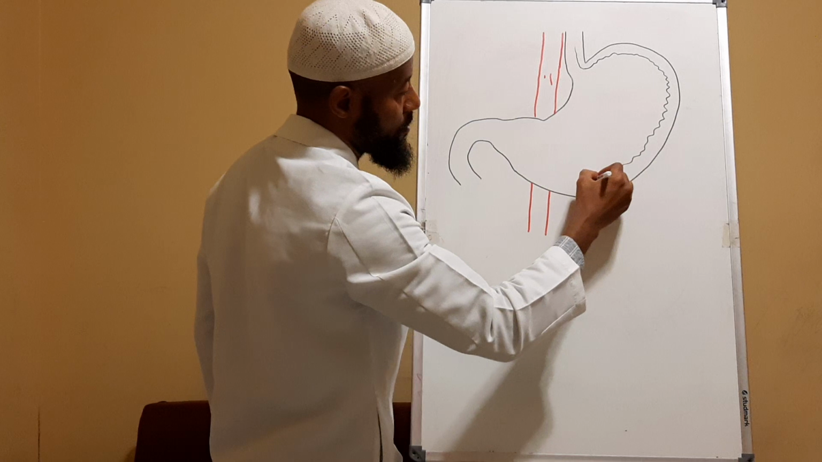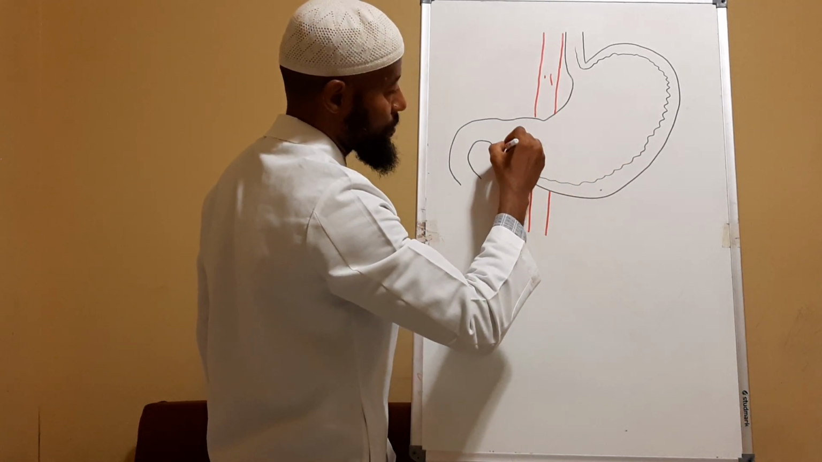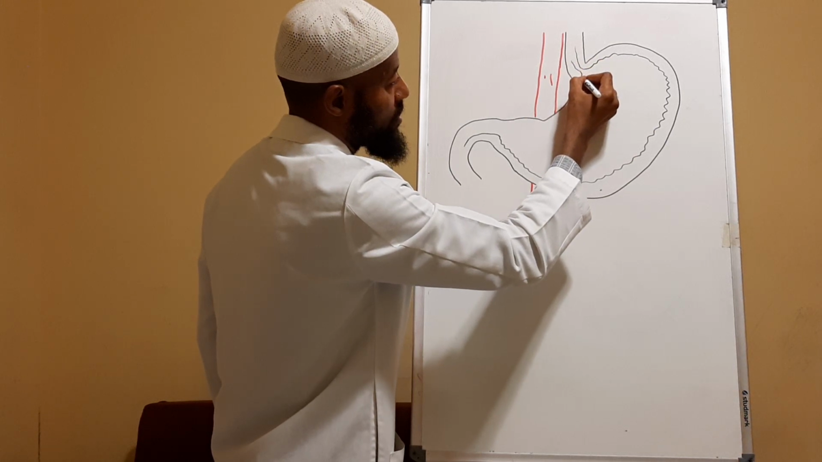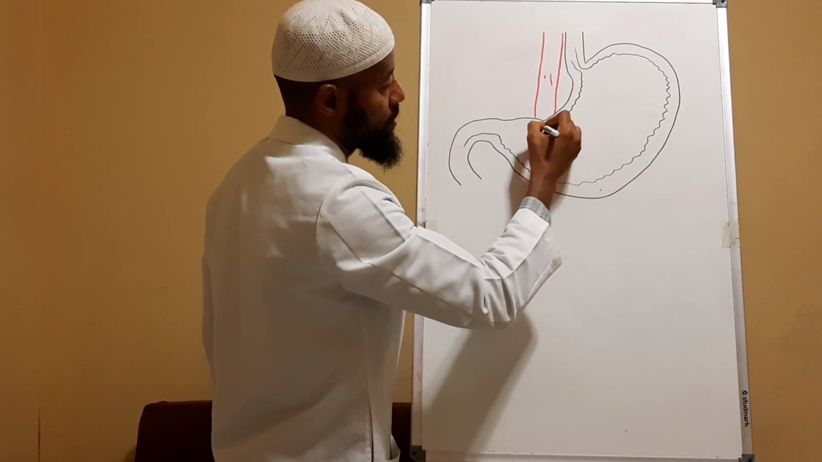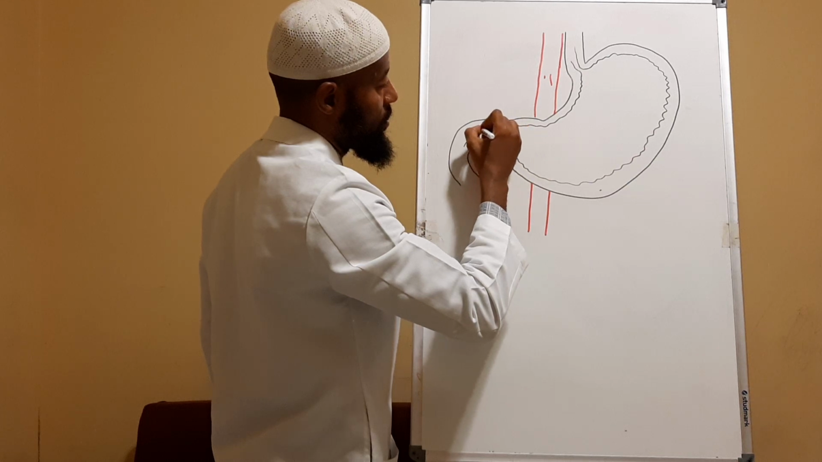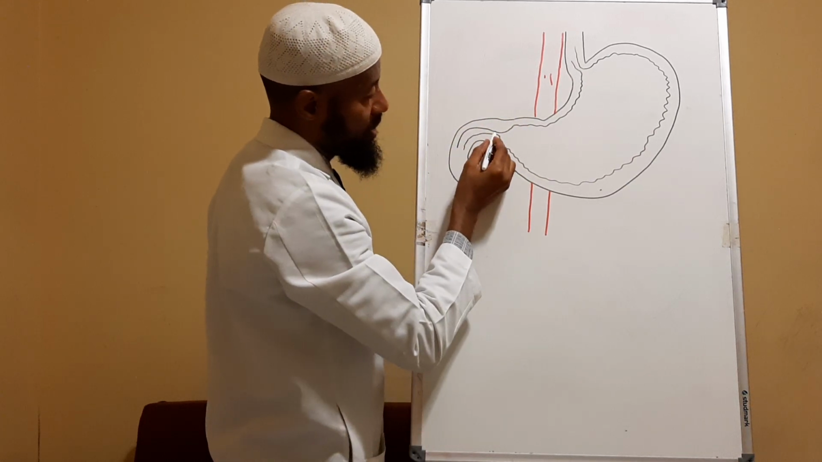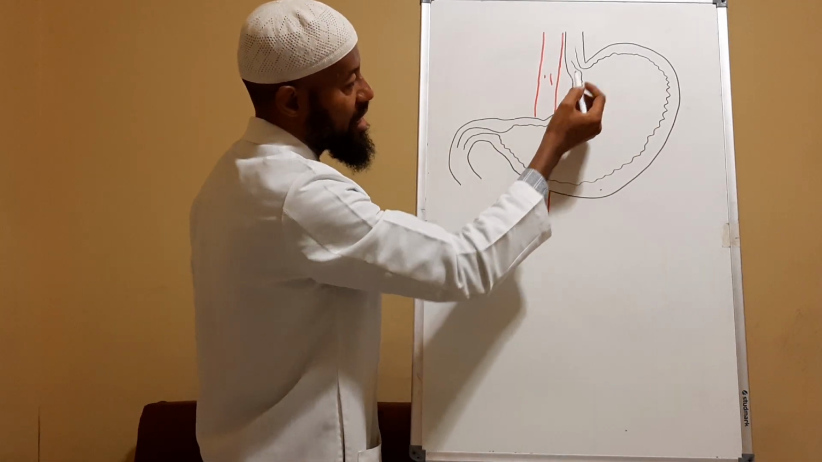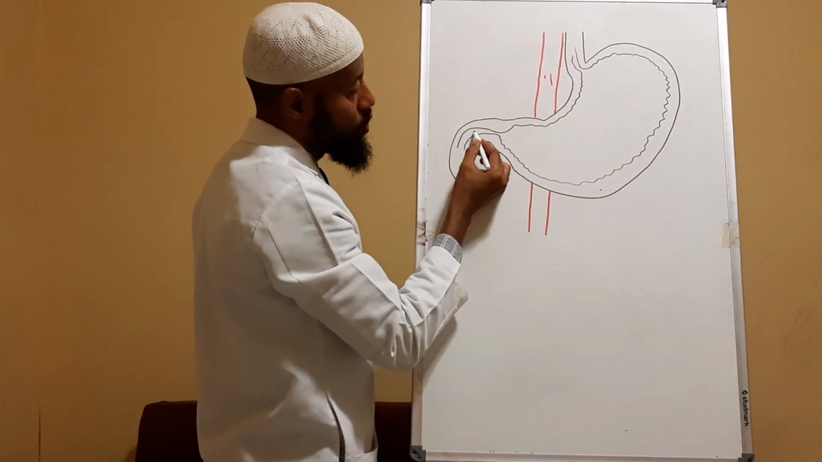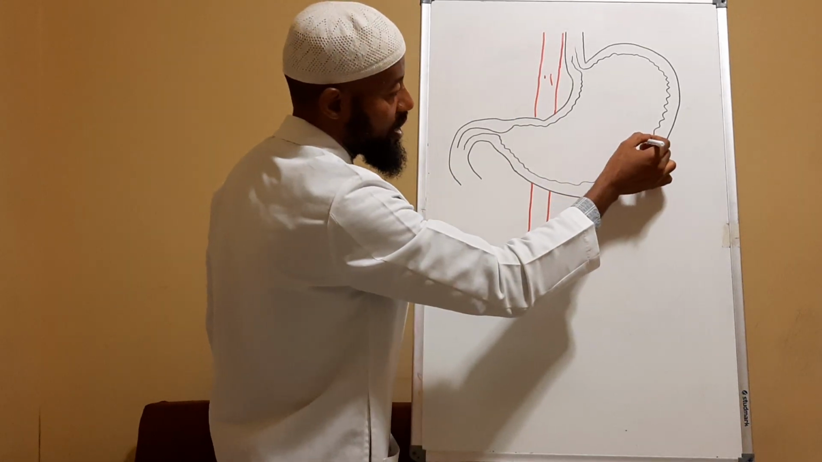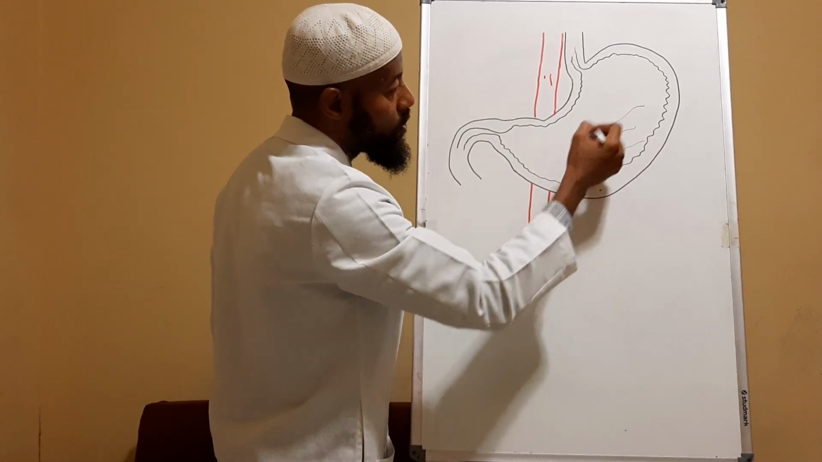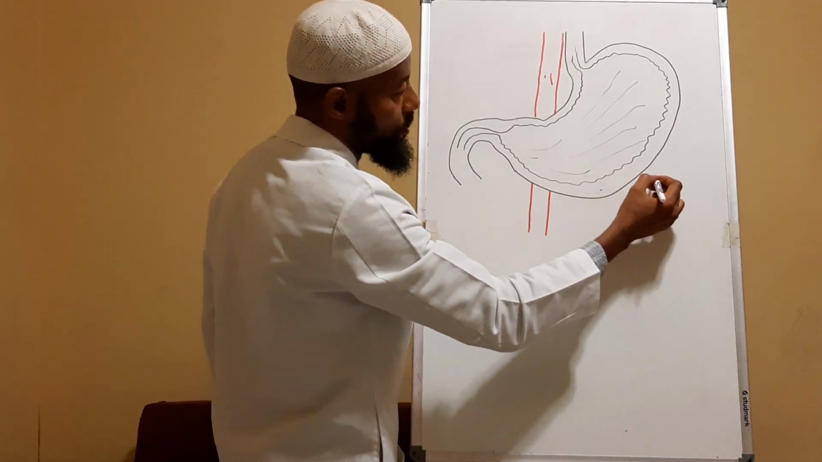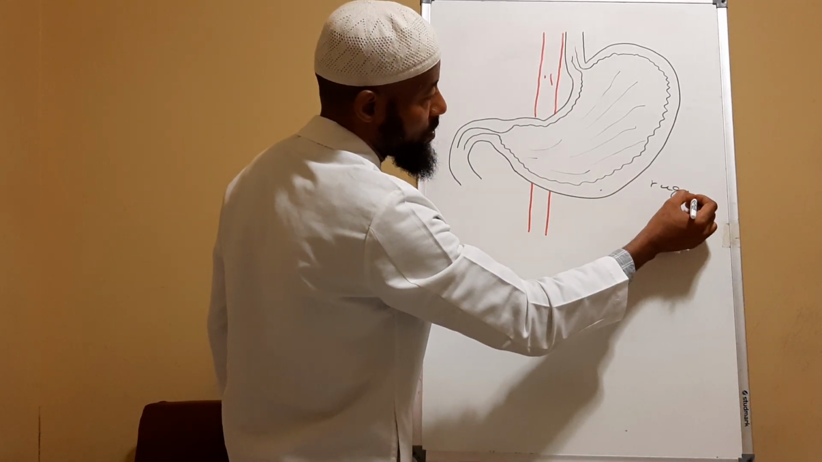So that's the opening there. So this is the pyloric sphincter. That's the cardiac sphincter there, and this is the lumen to allow food to go in. So there are longitudinal folds of the stomach inside the wall. They're called rugae. Okay?